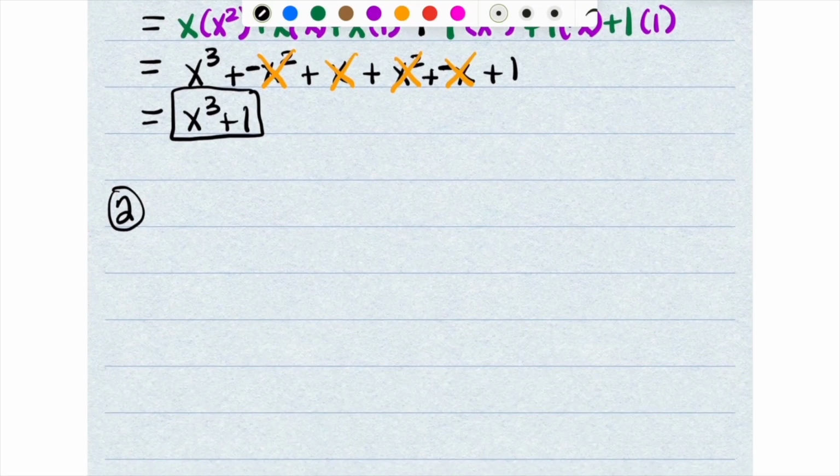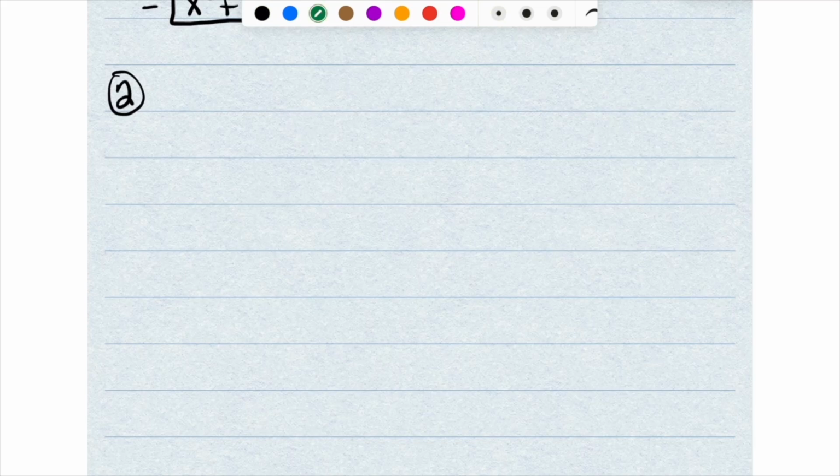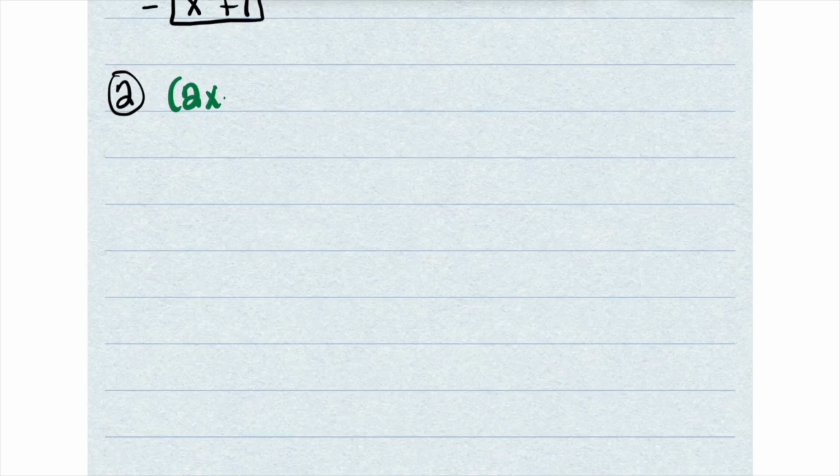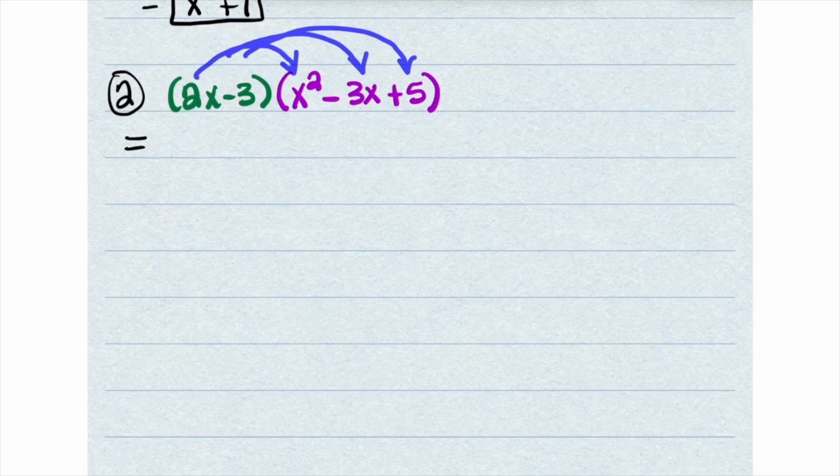All right. So I'm going to scroll up here. Okay. 2x minus 3 times x squared minus 3x plus 5. Okay. Same thing as we did before. This is a binomial multiplied to a trinomial. A binomial multiplied to a trinomial. So we're going to do this times everybody and then that times everybody. Okay. Let's get into it.